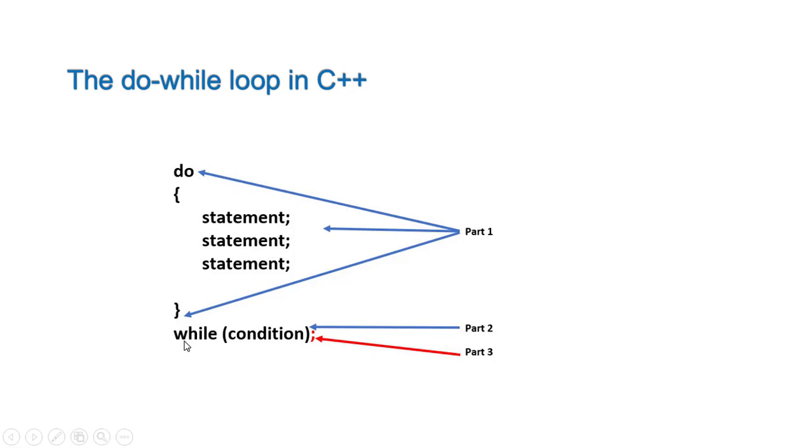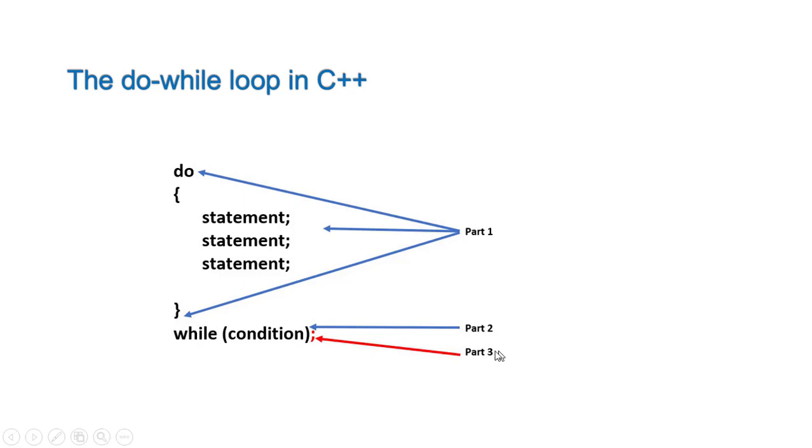The second part of it is the while condition, which comes at the bottom. That part, which is part 2, contains the condition that is expected to be fulfilled. And this is where the loop will break once this condition is fulfilled. If this condition is not fulfilled, the looping will continue. These statements will continue looping.